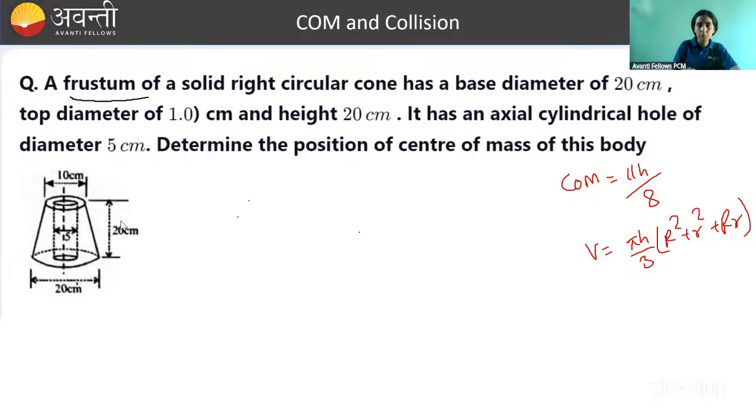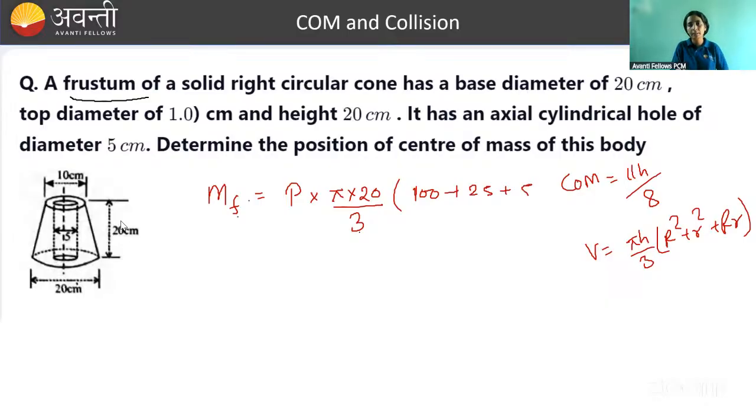First you will be calculating the mass of frustum. ठीक है? That will be ρ into πh by 3, into h 20, मैं सबको सेंटीमीटर में ही रहने देती हूँ, by 3. R का स्क्वायर, radius is how much? One is 10 centimeters, so 100. Another is 5 centimeters, so 25. R into r will be 10 into 5, that is 50. So, how much is the value? You will be getting ρπ by 3 into 20 into 175. ठीक है? So, this is the mass of frustum.